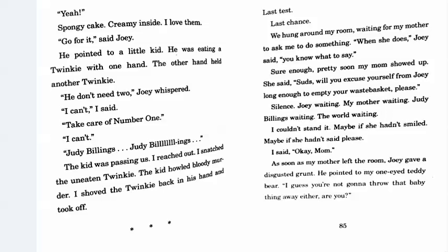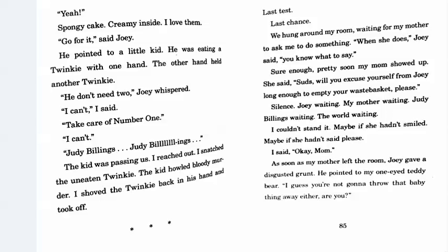Yeah, spongy cake, creamy inside. I love them. Go for it, said Joey. He pointed to a little kid. He was eating a Twinkie with one hand. The other hand held another Twinkie. He don't need two, Joey whispered. I can't, I said. Take care of number 1. I can't. Judy Billings. Judy Billings. The kid was passing us. I reached out. I snatched the uneaten Twinkie. The kid howled bloody murder. I shoved the Twinkie back in his hand and took off.